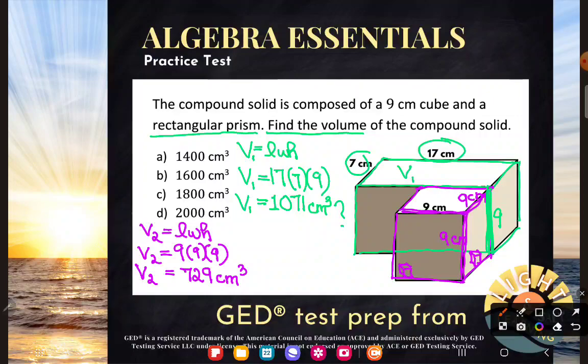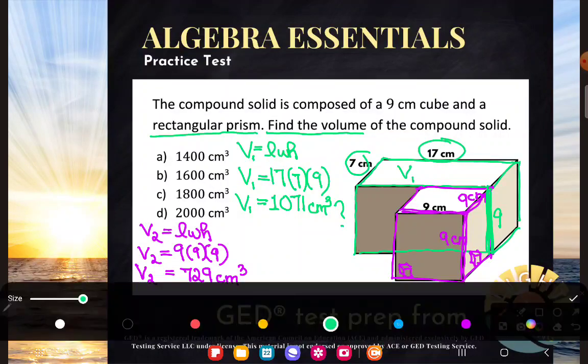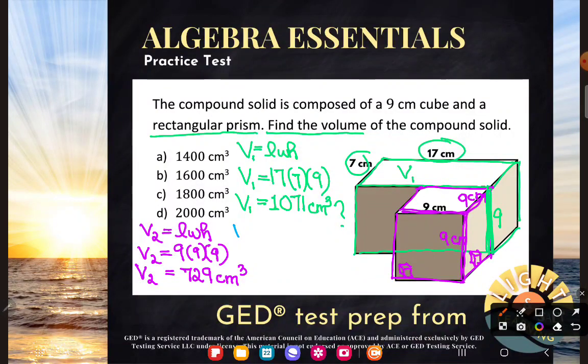How do we mathematically combine two numbers? We add them. So the combined volume is that first shape, 1,071 cubic centimeters, plus that second shape's 729 cubic centimeters, for a total of, I'm making all kinds of silly errors this morning, so we are totally using our calculator, 1,800 total cubic centimeters. C is the correct answer.